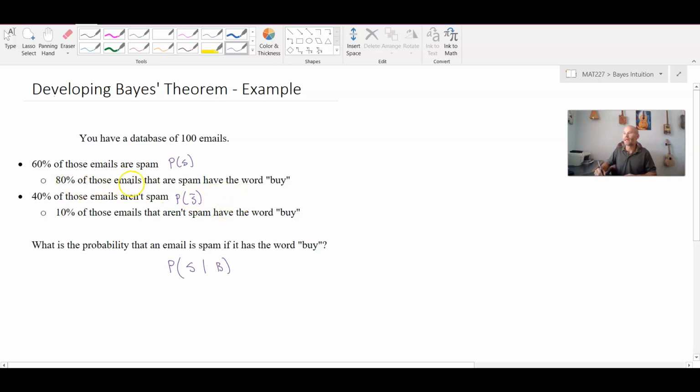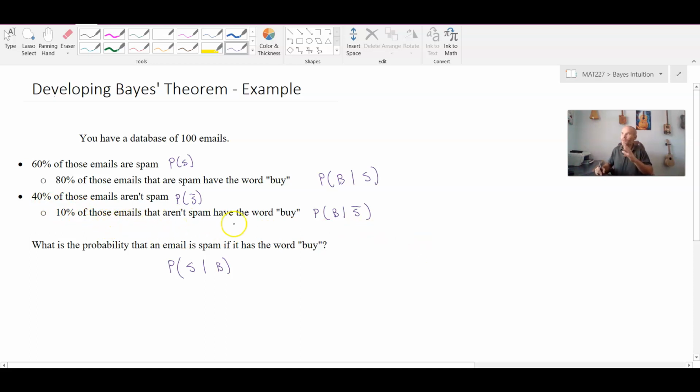Now this 80% applies only to those emails that are spam. So 80% of the emails that are spam have the word buy. This is another way of saying that the probability that the email has the word buy in it, given that it's spam, is equal to 80%. And down here, the probability that it has the word buy in it, given that it's not spam, is 10%. So there are very few emails that have the word buy in it that are not spam.